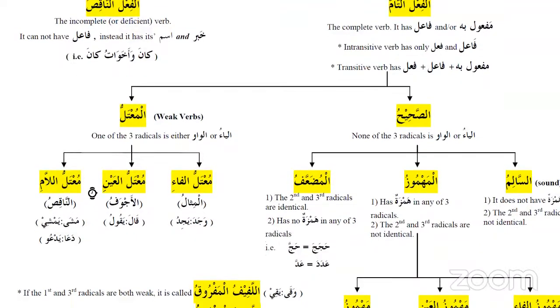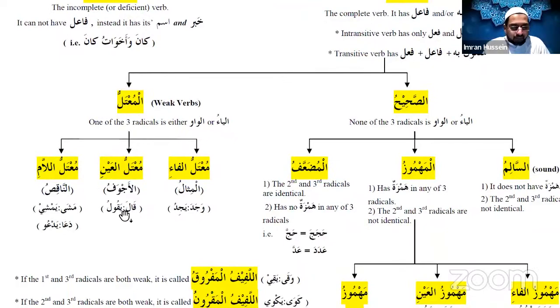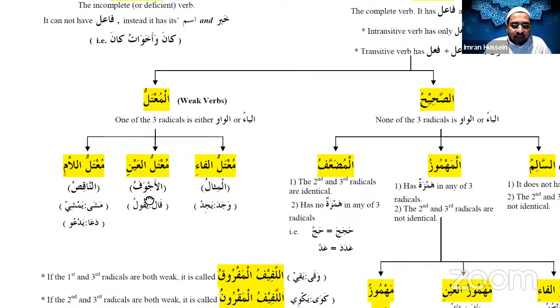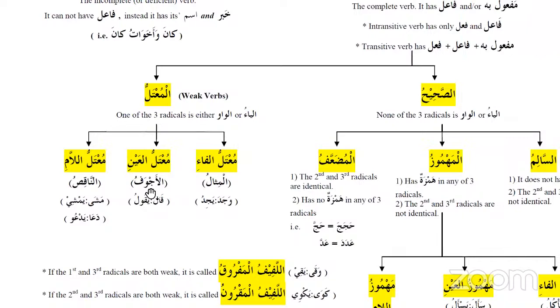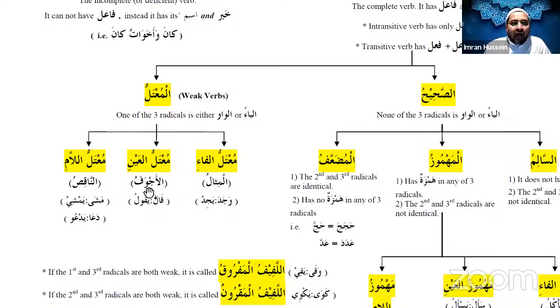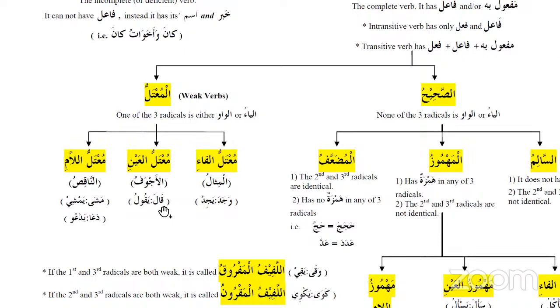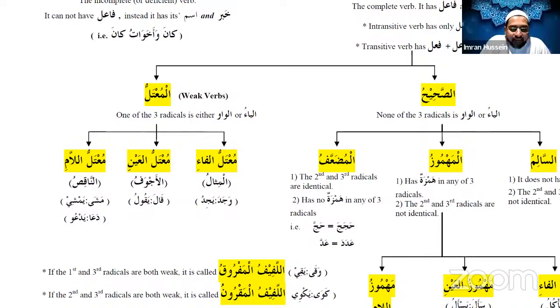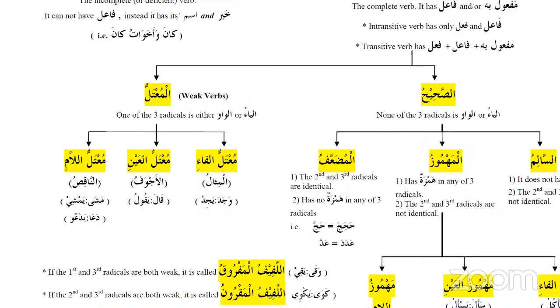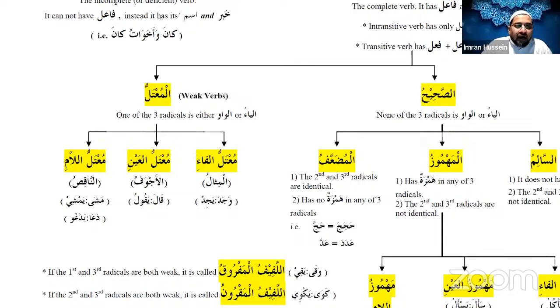Okay. Now, mu'talul ayn. When there is a weak letter in the middle, it's called al-ajwaf. Qala yaqulu. And the next one, mu'talul lam, is an-naqis. Masha yamshi.